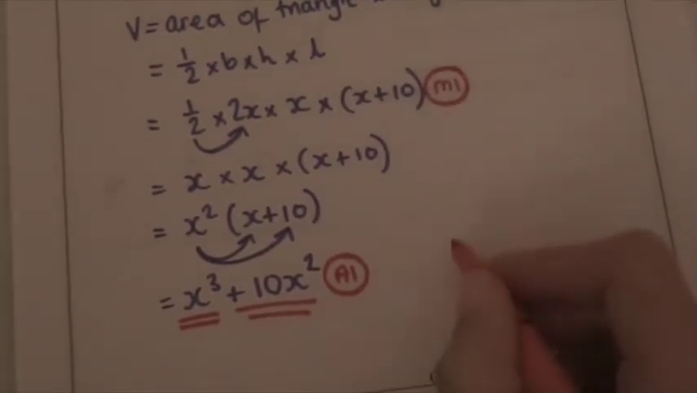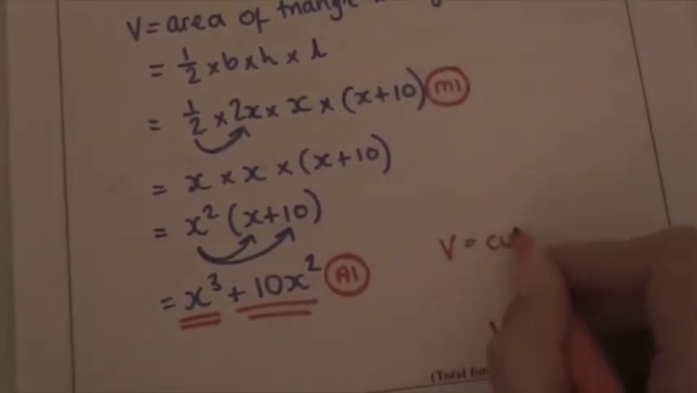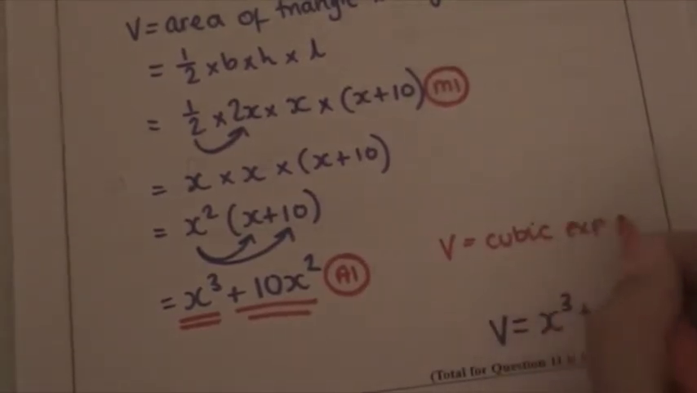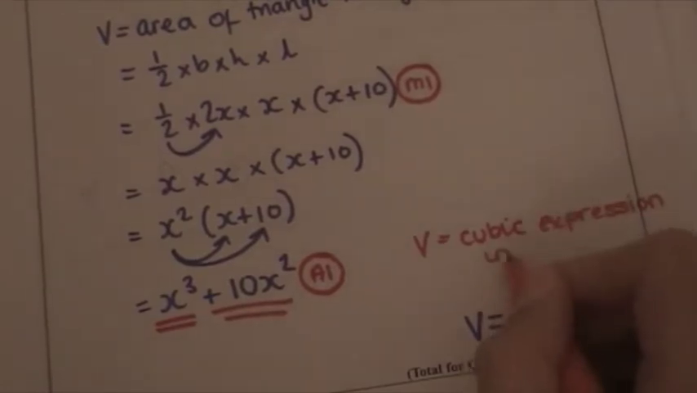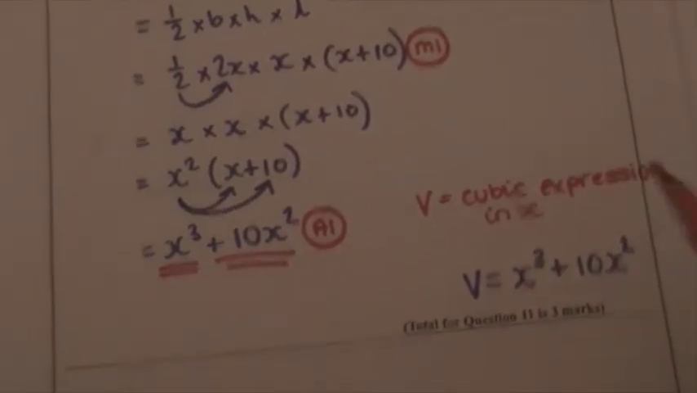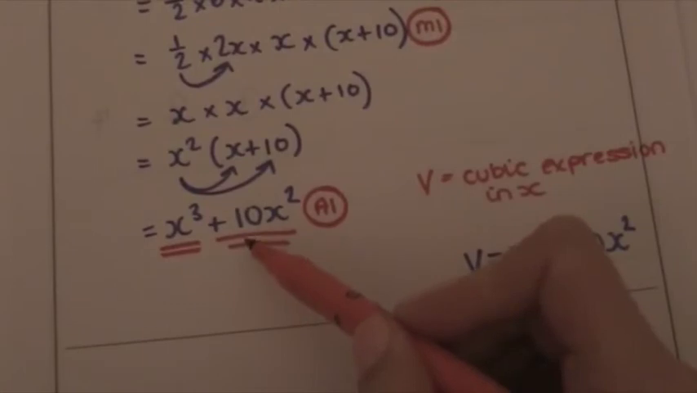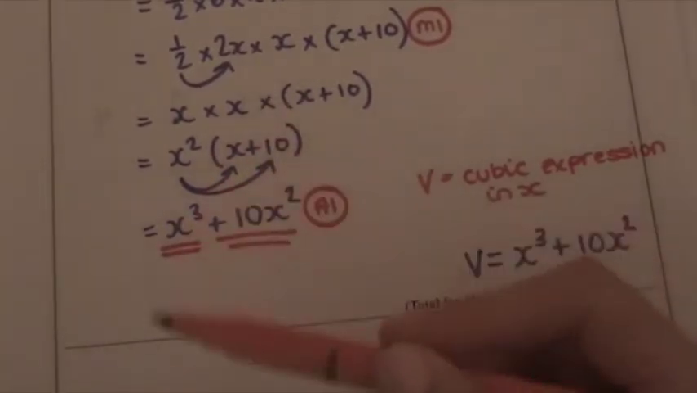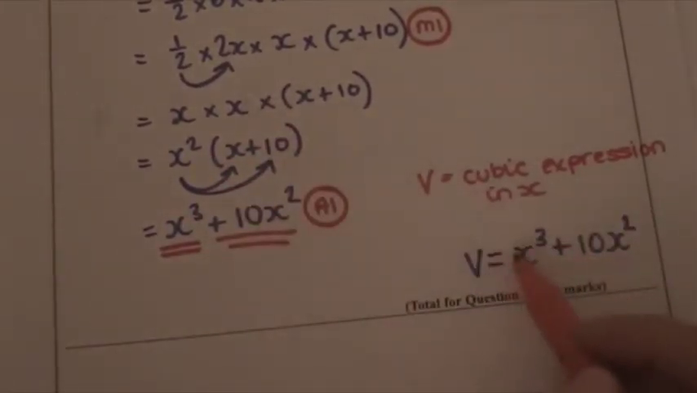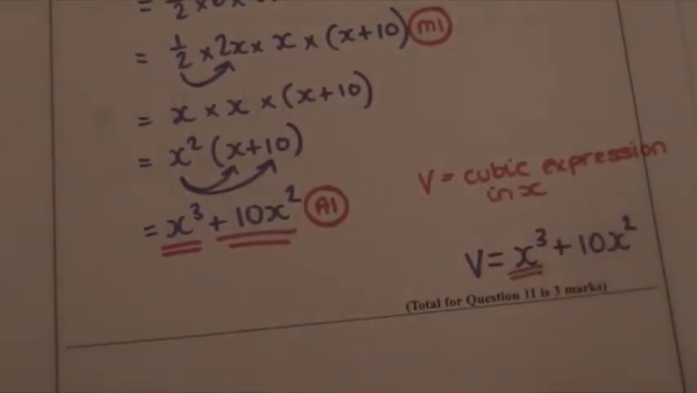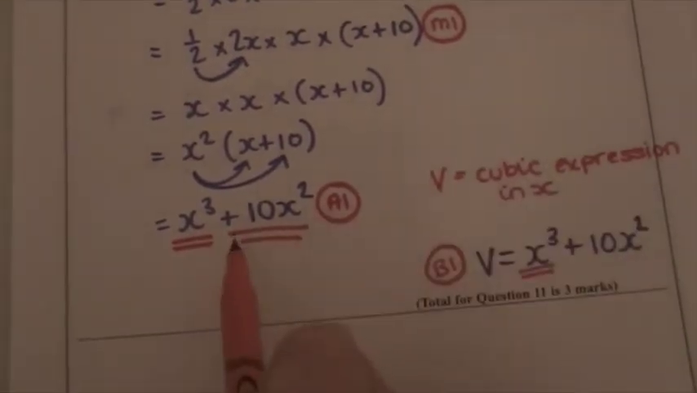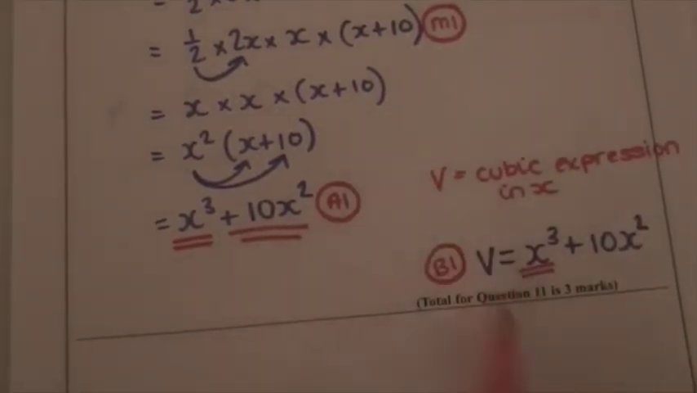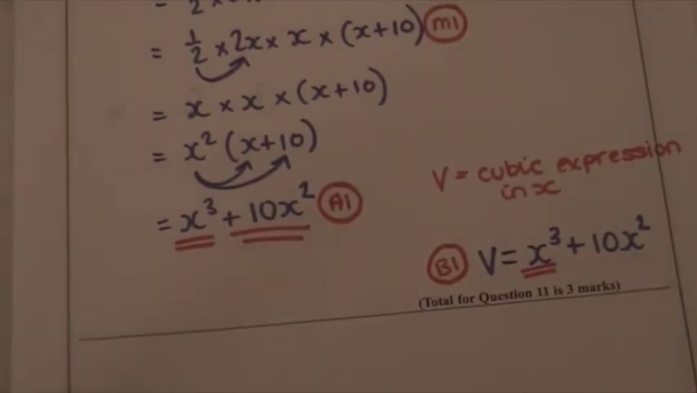Now in the mark scheme it states that you must have V equals a cubic expression in x. So by this they mean this isn't your final answer, you need to clearly state it as a formula like the question asks, which means V equals a cubic expression in terms of x. So that'll be your third mark there. So realising that this wasn't the end product, you had to have V equals x cubed plus 10x squared.